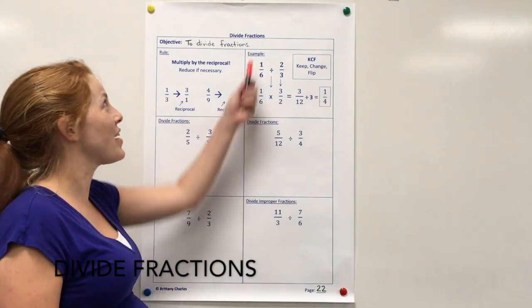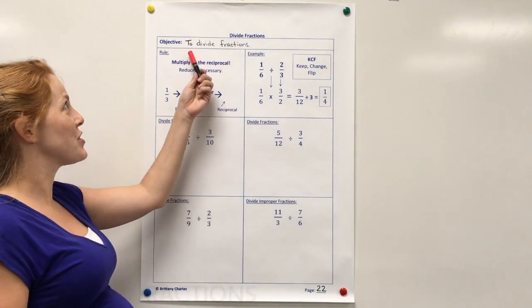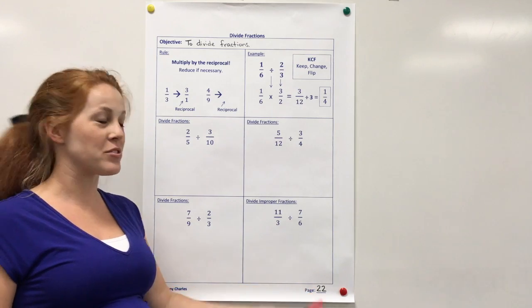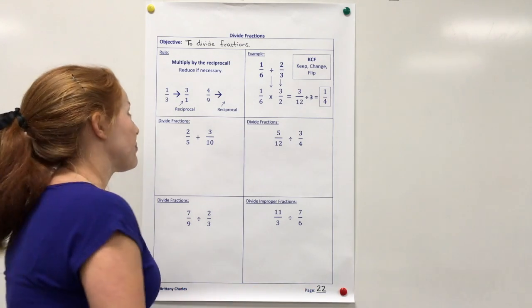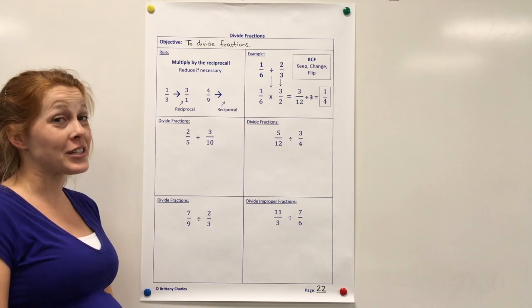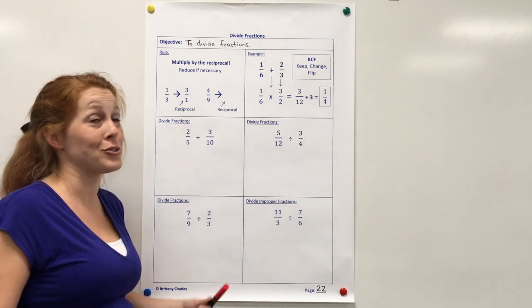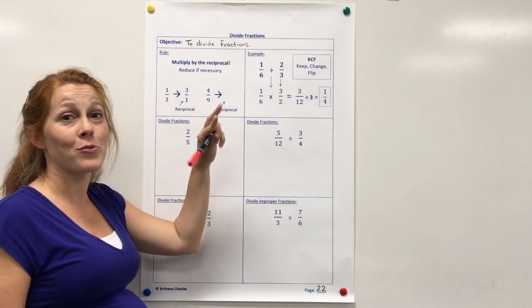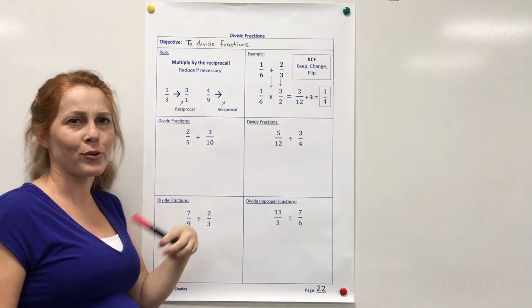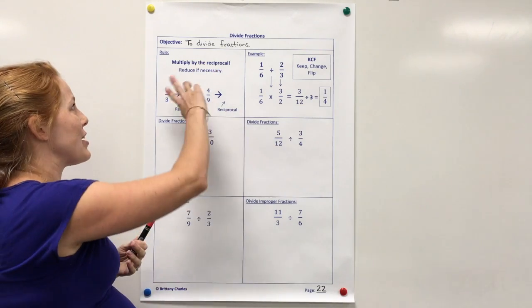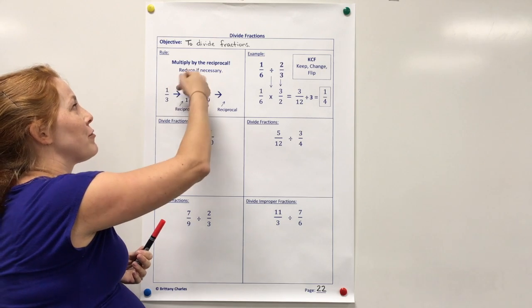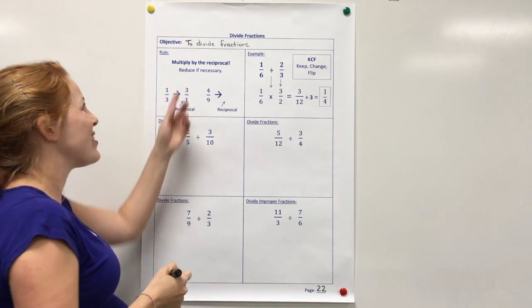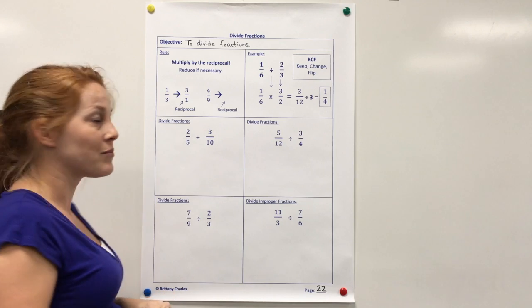Today we're going to learn about dividing fractions. So your objective is to divide fractions, and this is page 22. All right, well, the trick to dividing fractions is that you're actually going to multiply by the reciprocal. And remember, the reciprocal is like the inverse. So you're just going to take the numerator and denominator and flip them. All right, and then don't forget to reduce at the end if you can.